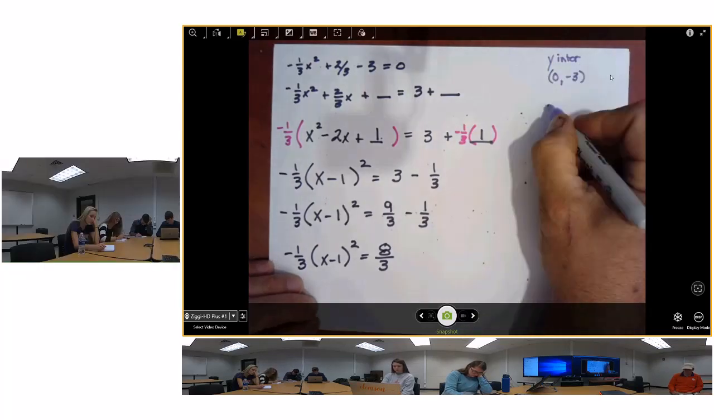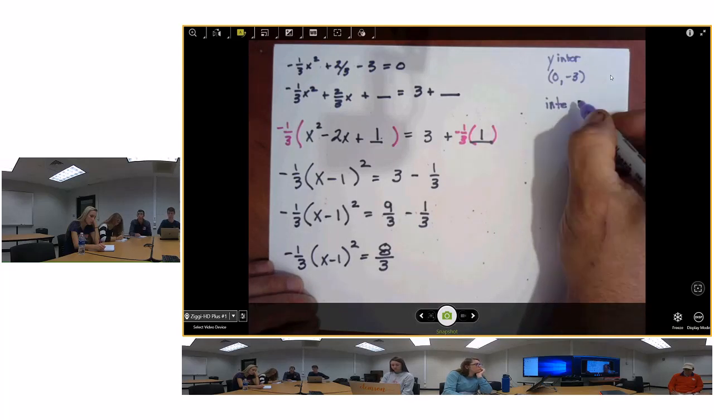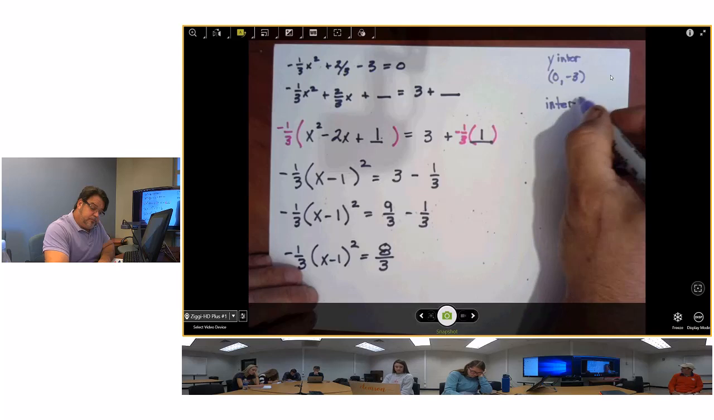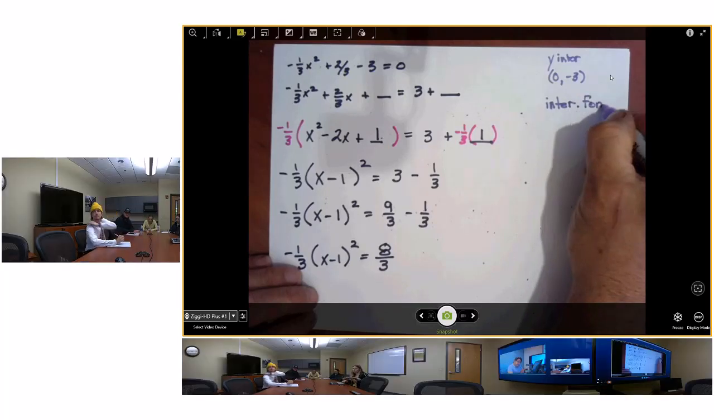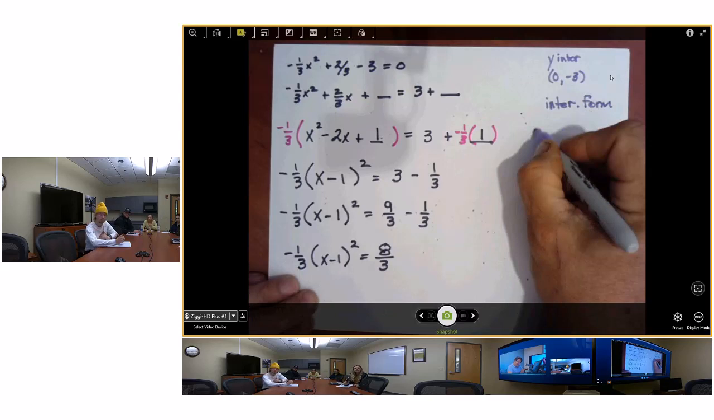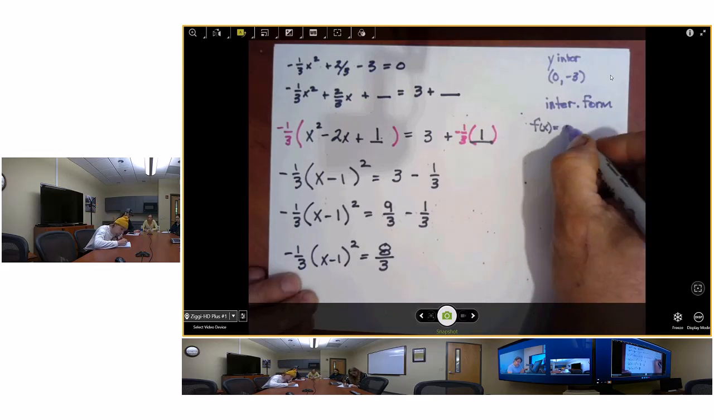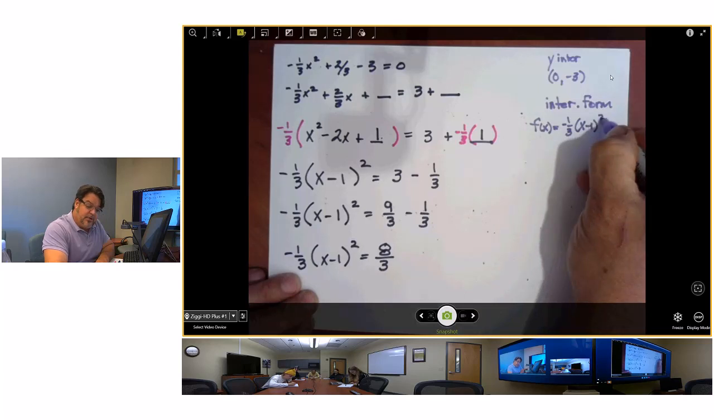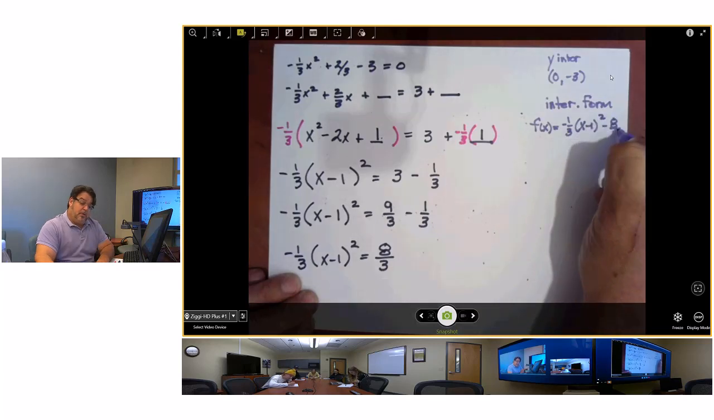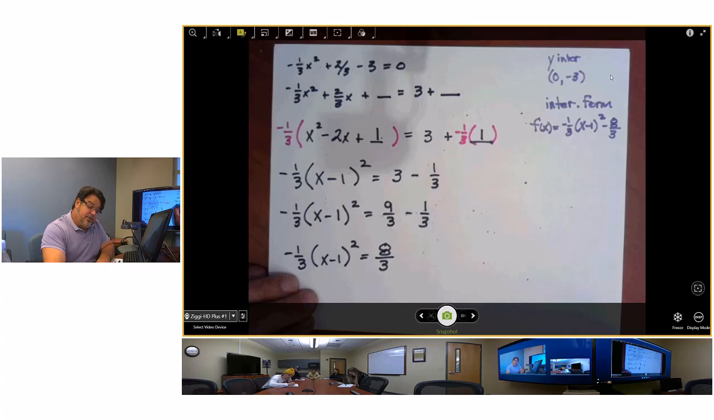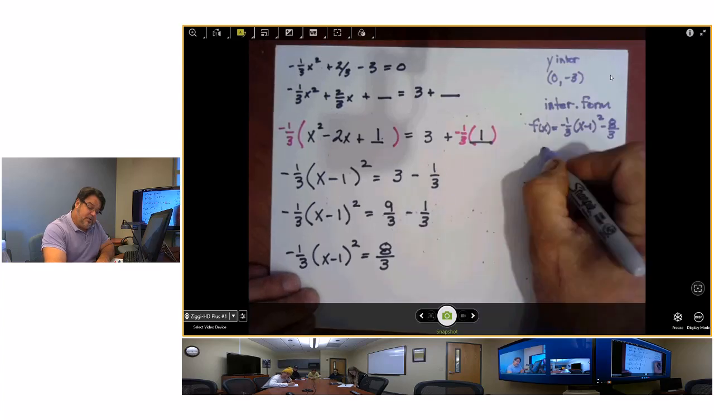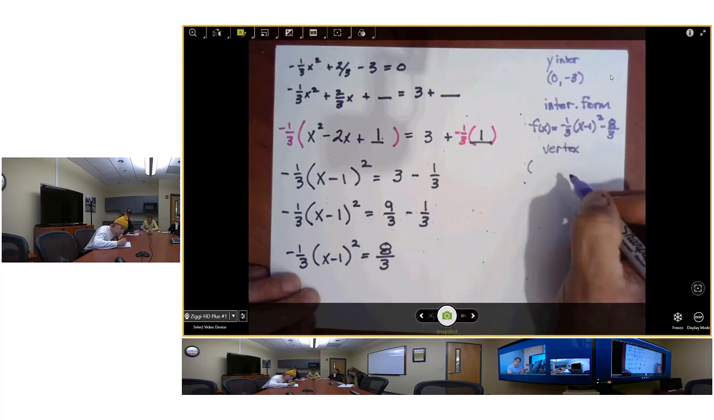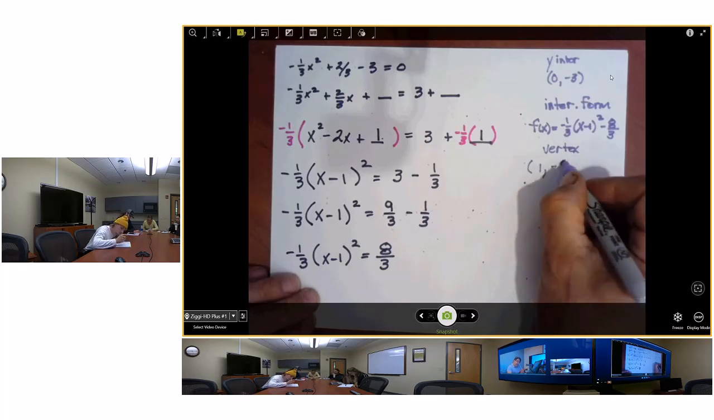The intercept method, or the intercept form, is f of x is equal to -1/3 x minus 1 quantity squared minus 8/3. And then the vertex is 1, -8/3.